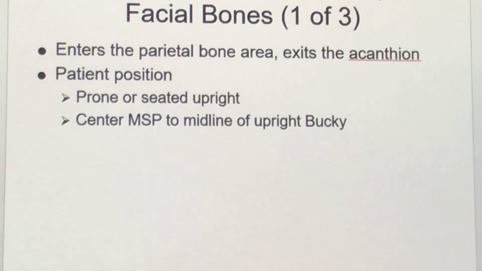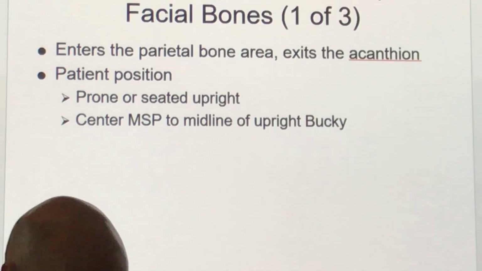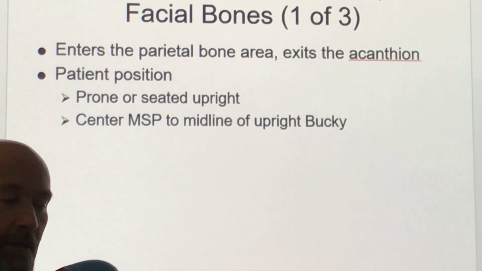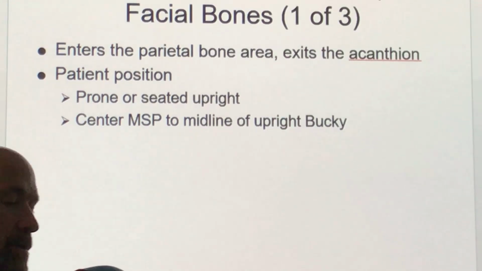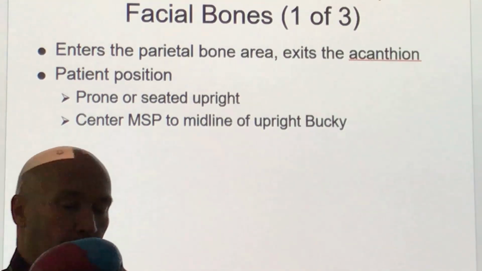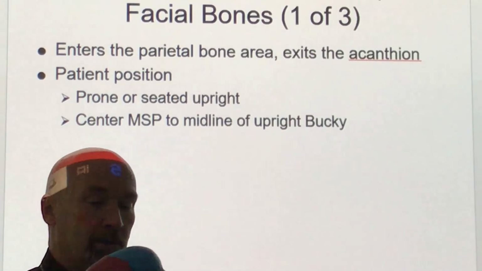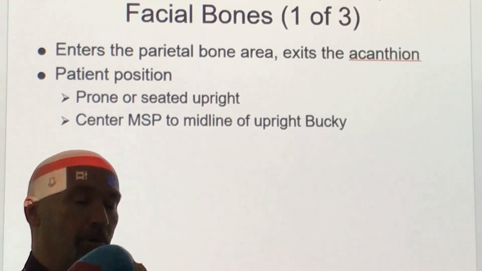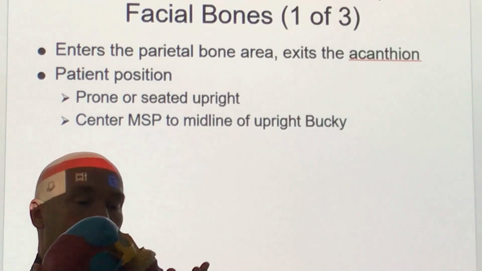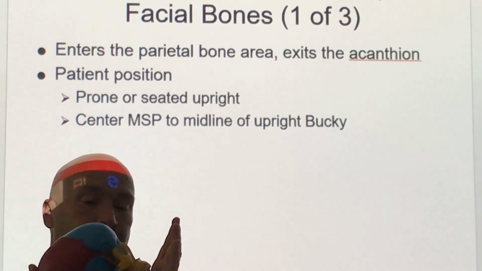So the Waters, we call it a parietal acanthial projection because it's entering the parietal portion of the skull and exiting through the acanthion. So your positioning for the Waters, this is for the 37-degree Waters, is to extend the chin back far enough to just put the chin on the image receptor.